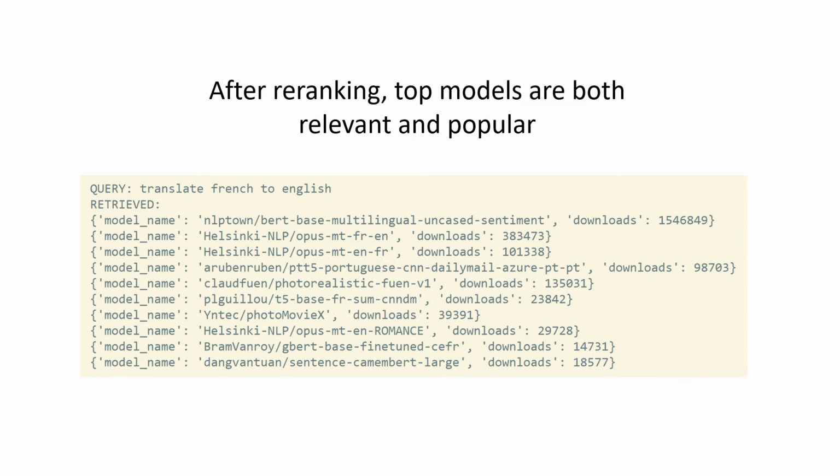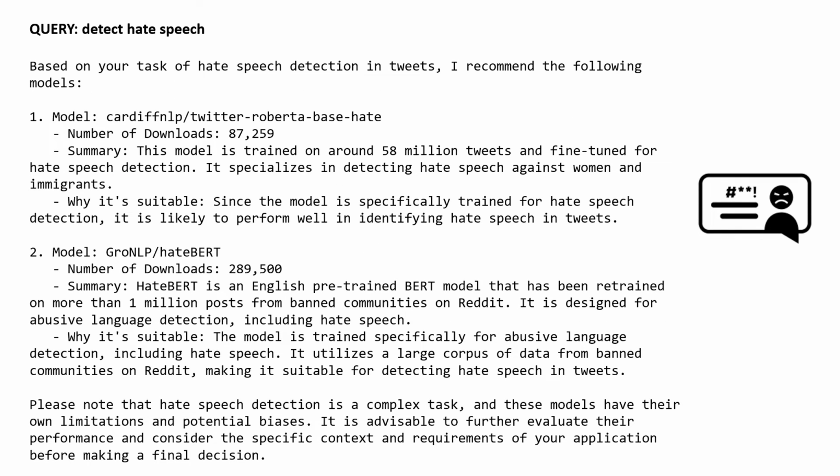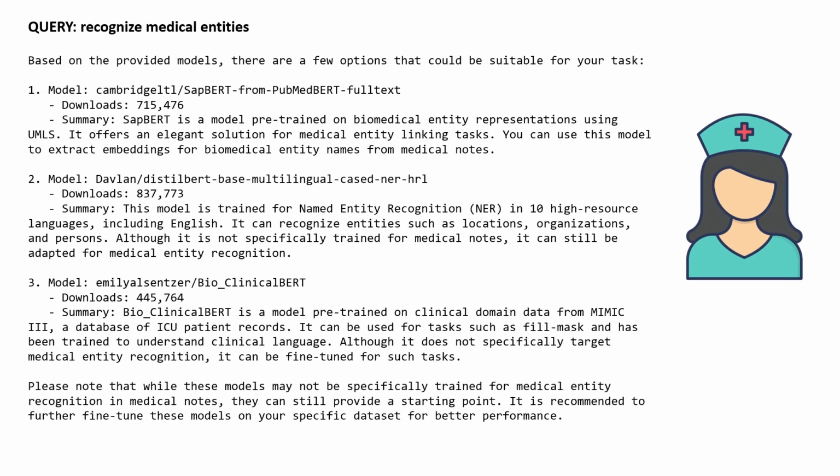I'll show you some results of the entire algorithm. Here are some results for the query "detect hate speech." It generated this pretty long response, and it recommended two models that look pretty relevant to the topic of detecting hate speech. Here's another example. The query here is "recognize medical entities." And here, the chatbot recommends three models that are all sort of relevant. For the second model, it noticed that it's not specifically trained on medical data. And here's a third example.